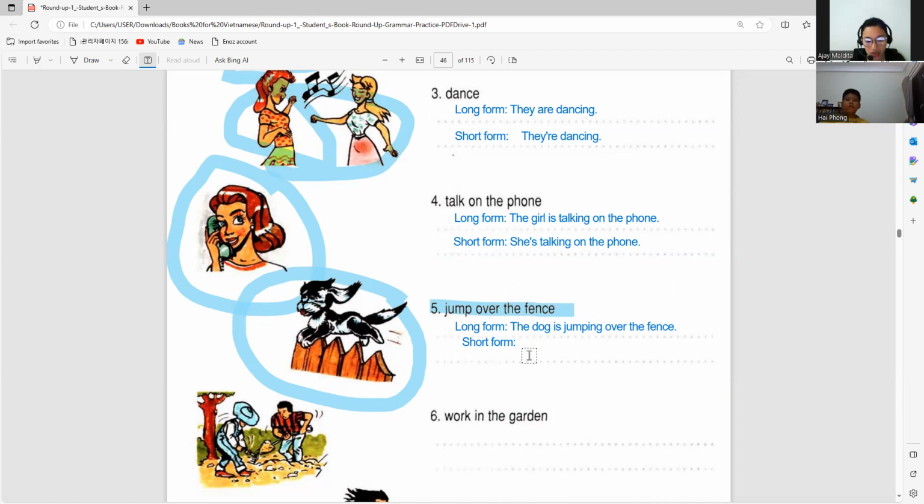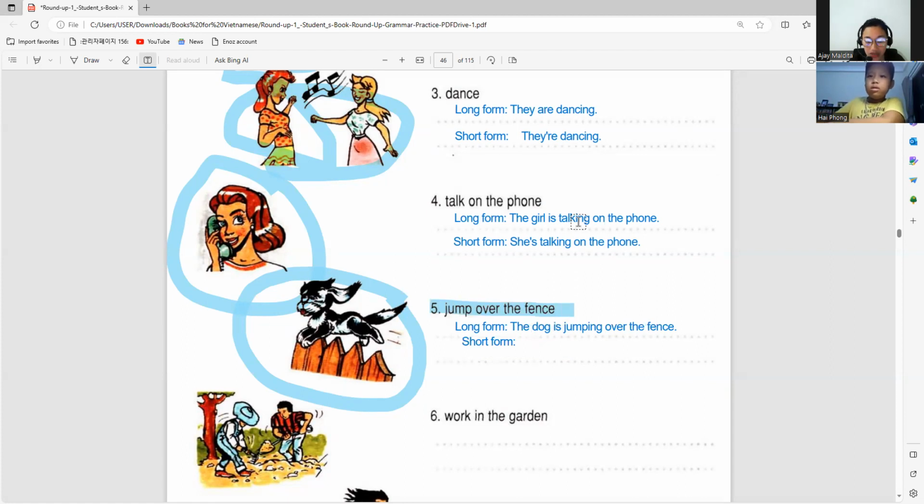Oh, look at this one. Short form. What is the short form? You will use the dog. You will use it. The ducks. The dogs, only one dog. Jump. Yes, you say A-O.